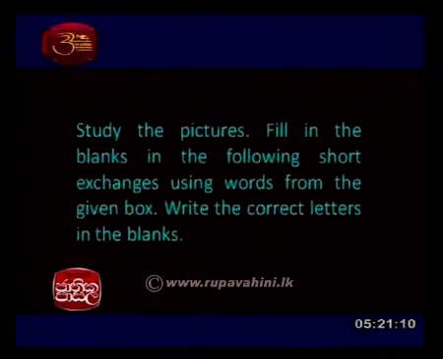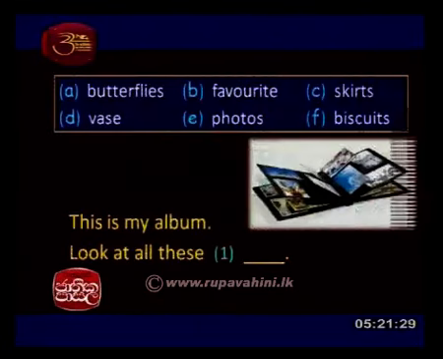Study the pictures. Fill in the blanks in the following short exchanges using words from the given box. Write the correct letters in the blanks. So here also you can't write the word but the correct letter. Right. The first one. Yes, Andrea.